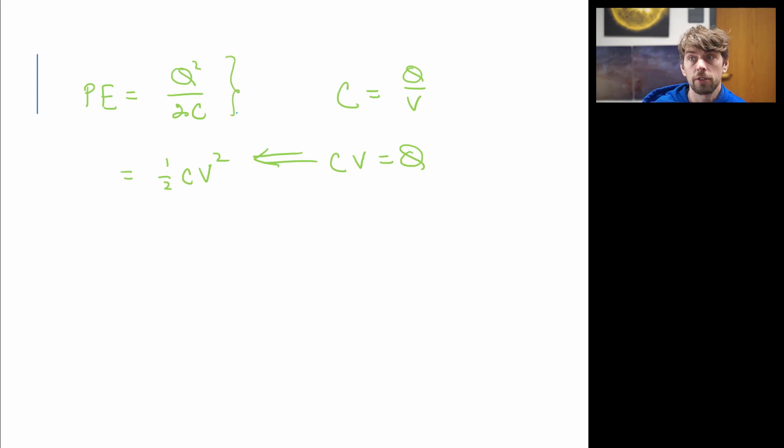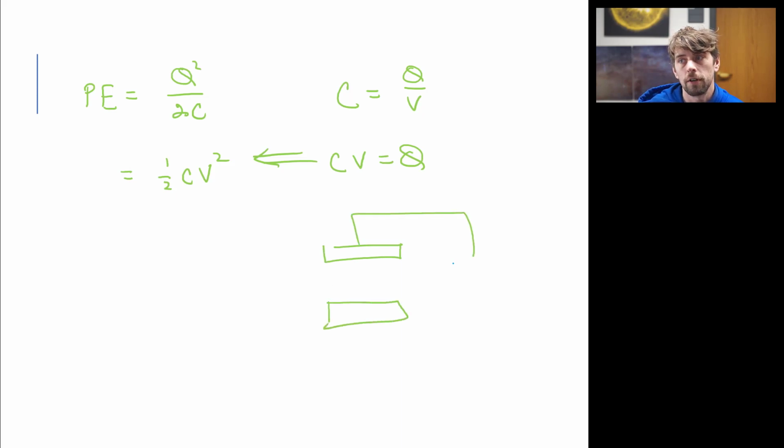So we could end up with something that says, for example, 1/2 CV squared. So this upper expression, if I know how much charge is on the plates and I know the capacitance, might be better suited for my needs. But let's say, for example, I don't know how much charge is on the capacitor, but I do know the potential difference of the battery used to charge the capacitor. Then maybe the second expression would be more appropriate.